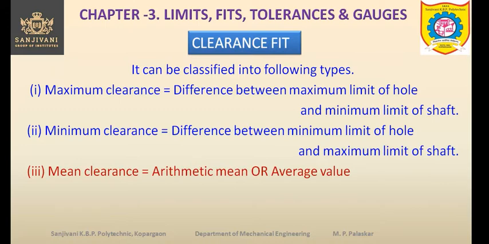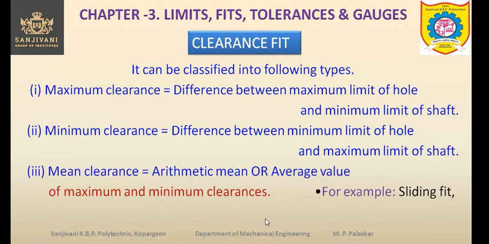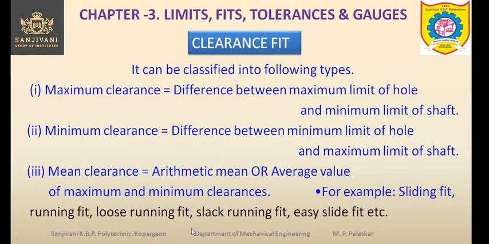Now we can also have mean clearance. Mean clearance is equal to the arithmetic mean or average clearance. So it is the average value of maximum clearance and minimum clearance. Examples of mean clearance are sliding fit, running fit, loose running fit, slack running fit, or easy slide fit, etc.